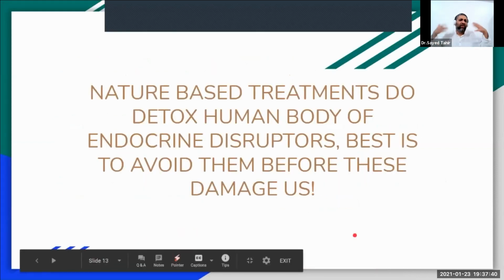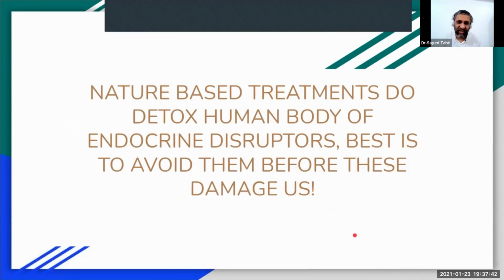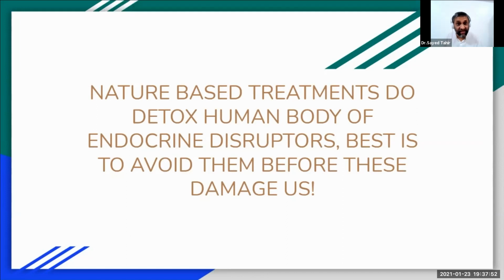Now, how do we detox our system, which already is poisoned with endocrine disrupting agents? Remember that all the nature-based treatments do the detoxing. They can remove all these endocrine disrupting agents. But the best is, instead of going for treatment, to avoid them altogether before they damage us and our kids.